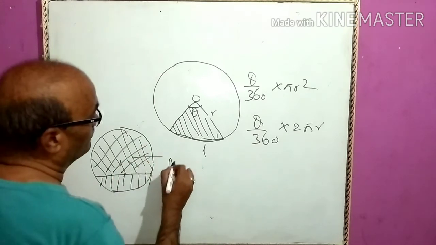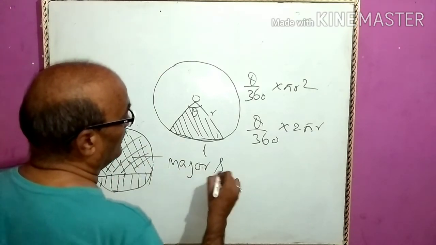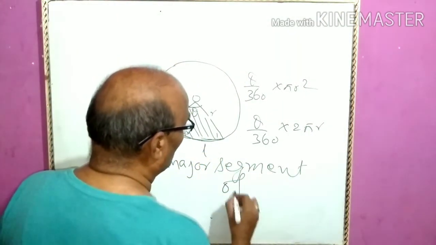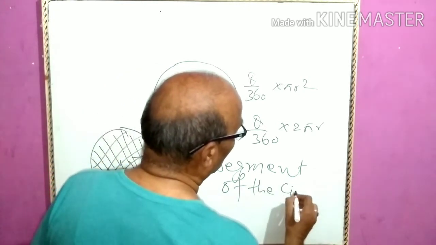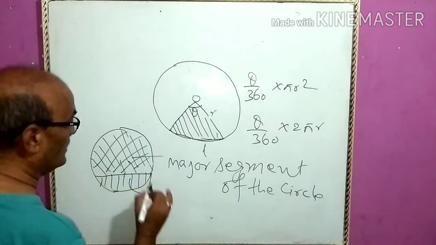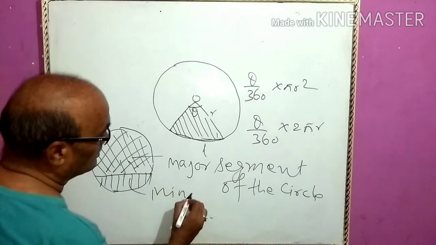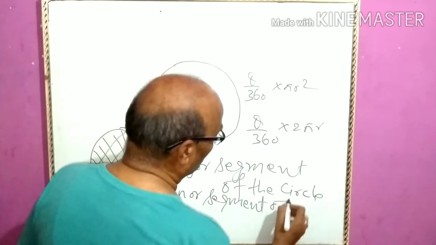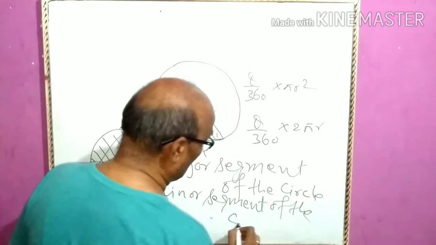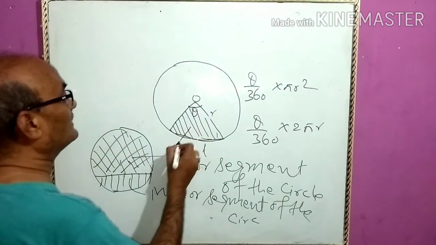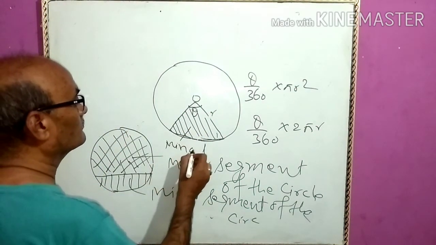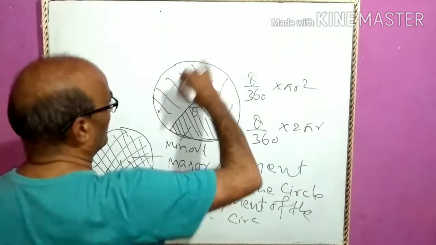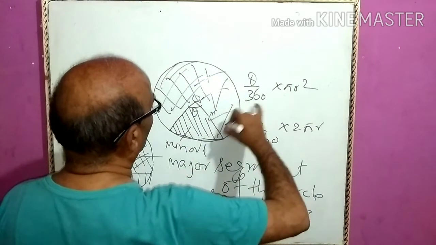major segment of the circle, while this is minor segment of the circle. In the same way, this is minor sector, and this one is major sector.